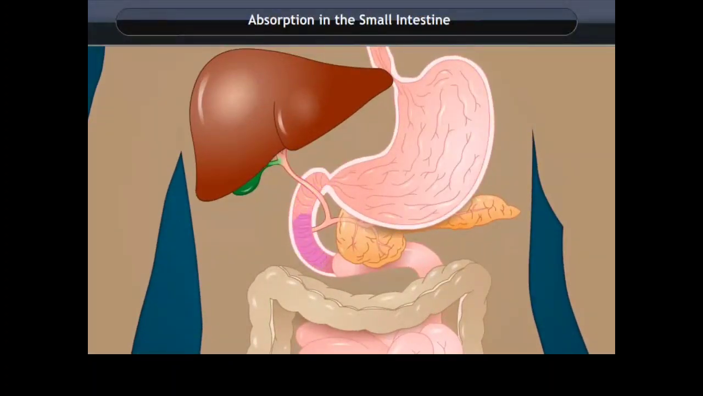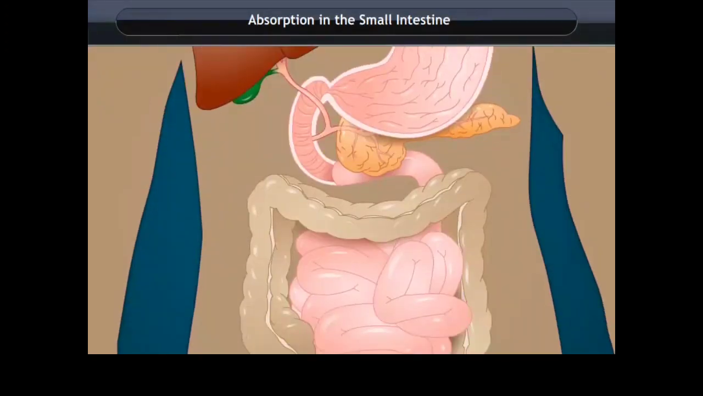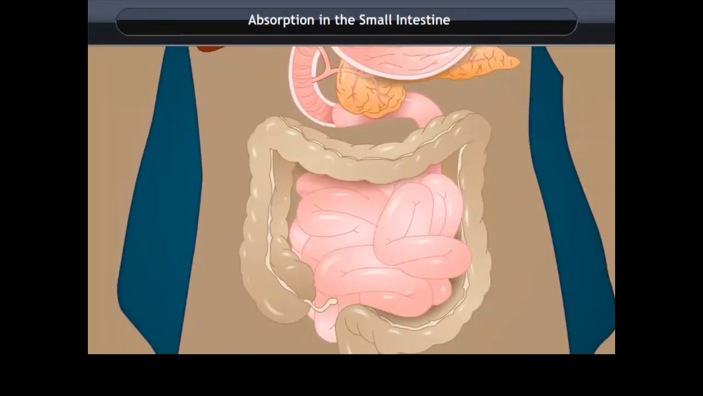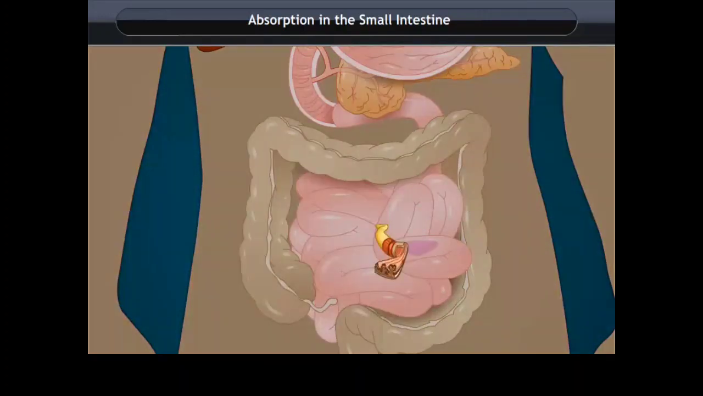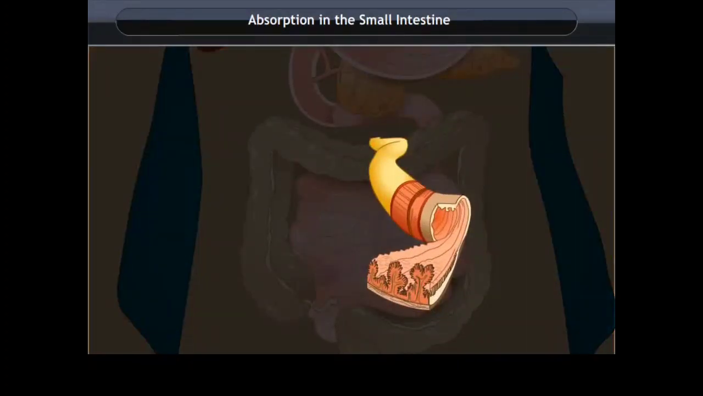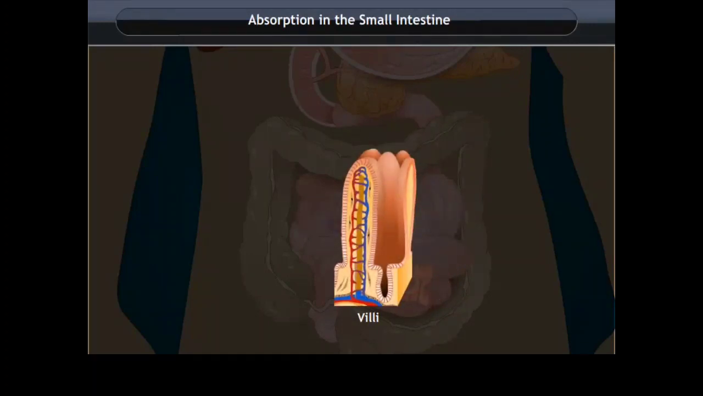Absorption in the small intestine. The digested food now passes into the blood vessels in the wall of the intestine. This process is called absorption. The inner walls of the small intestine have thousands of finger-like outgrowths. These are called villi. Can you guess what can be the role of villi in the intestine? The villi increase the surface area for absorption of the digested food.